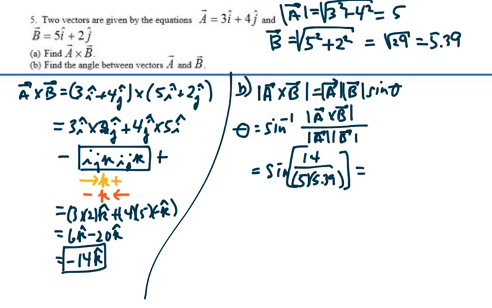And that's equal to the inverse sine of 0.52, which is 31.3 degrees. Even if you had a negative there, you would end up with a negative 31.3 degrees. Either way, that's the angle between the two vectors, 31.3 degrees.